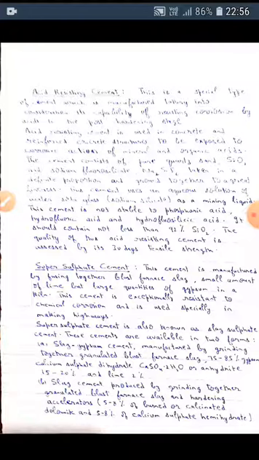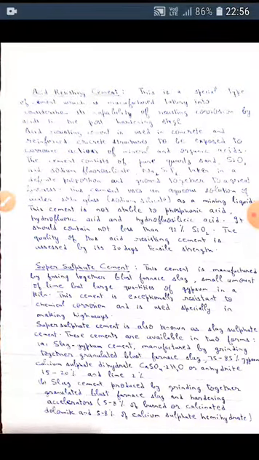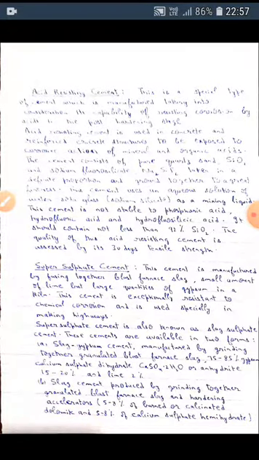The next type of cement is the super sulfate cement. Super sulfate cement is manufactured by fusing together blast furnace slag, a small amount of lime, but large quantities of gypsum. This cement is exceptionally resistant to chemical corrosion and is used especially in making highways. Super sulfate cement is also known as slag sulfate cement.